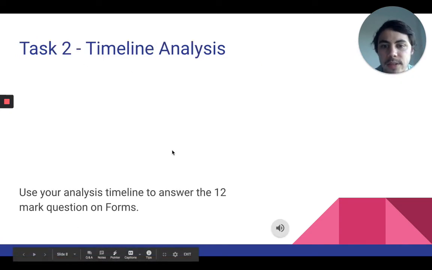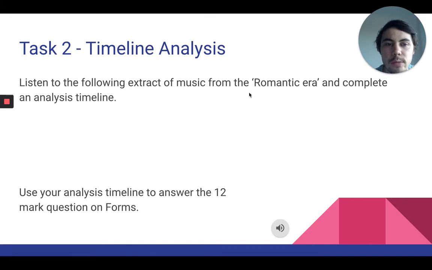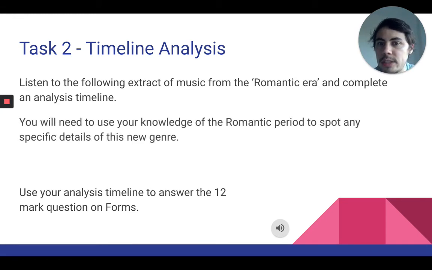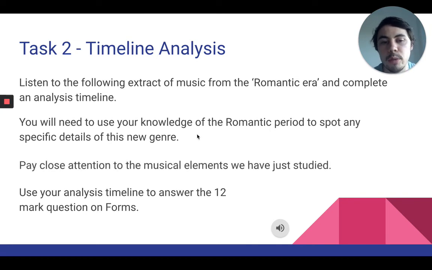So your task for today is this: to listen to the following extract of music from the Romantic era and complete an analysis timeline. That's on paper, in a book, or just on Microsoft Word. You will need to use your knowledge of the Romantic period to spot any specific details of the new genre and pay close attention to the musical elements we've just studied. So tempo and tonality in particular.